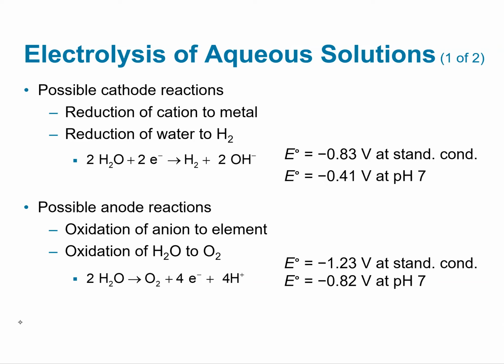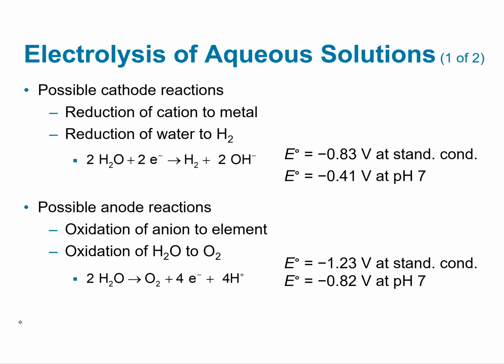Let me go back. Which of these two has the greatest potential for the first part to be reduced? We have a reducing potential of negative 0.3 volts under standard conditions, and a reducing potential of negative 0.41 volts at a pH of 7. And we also have a reducing potential of negative 0.23 volts under standard conditions, and an equivalent negative reducing potential of 0.82 volts at pH of 7 for the oxidation process.